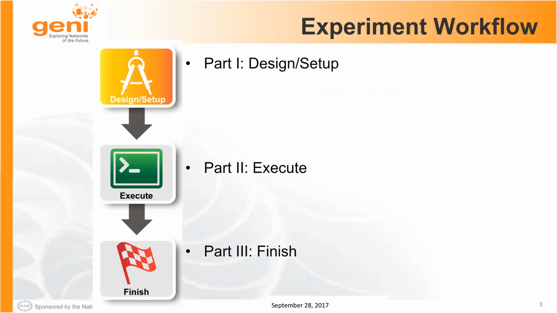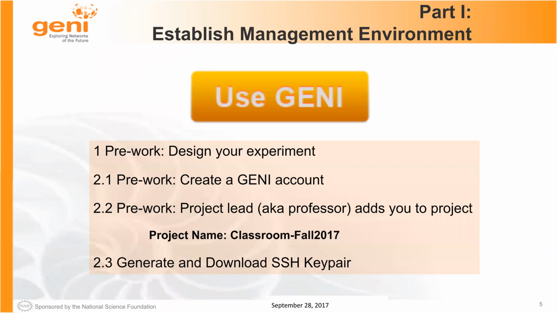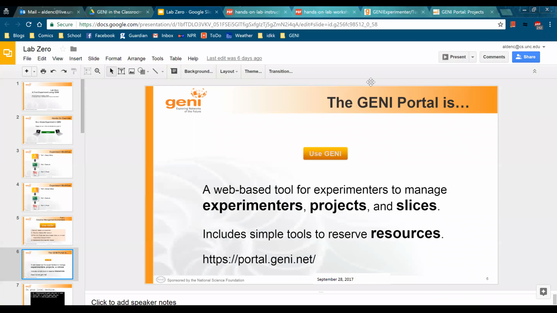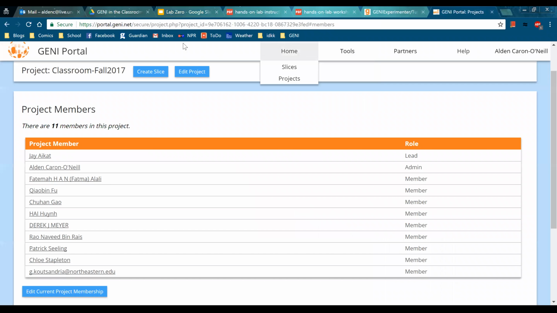So we're going to start in the first section. And so the experiment's already designed for us. You need to create a GENI account, which it looks like most people have done, and then join the Classroom Fall 2017 project. And then our first live part is we're going to generate and download an SSH key pair. So if everyone wants to go over to the GENI portal and go ahead and log in. GENI portal, that's just portal.geni.net. And then go through the login screen.